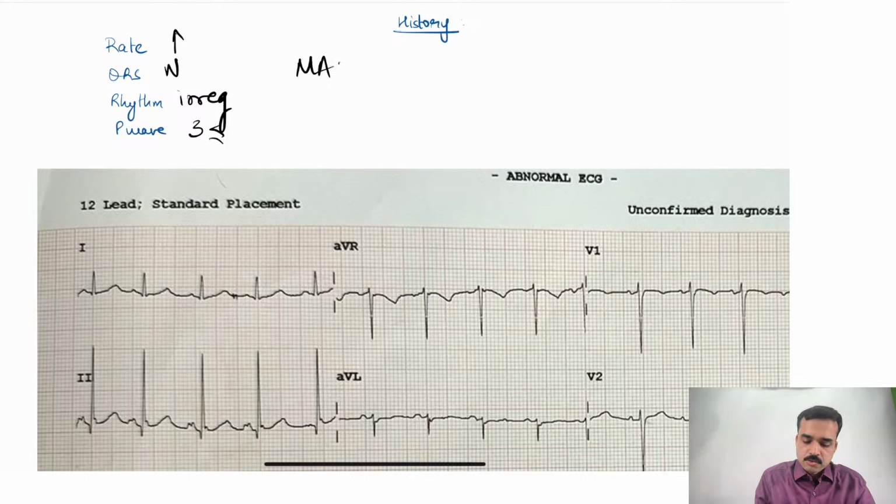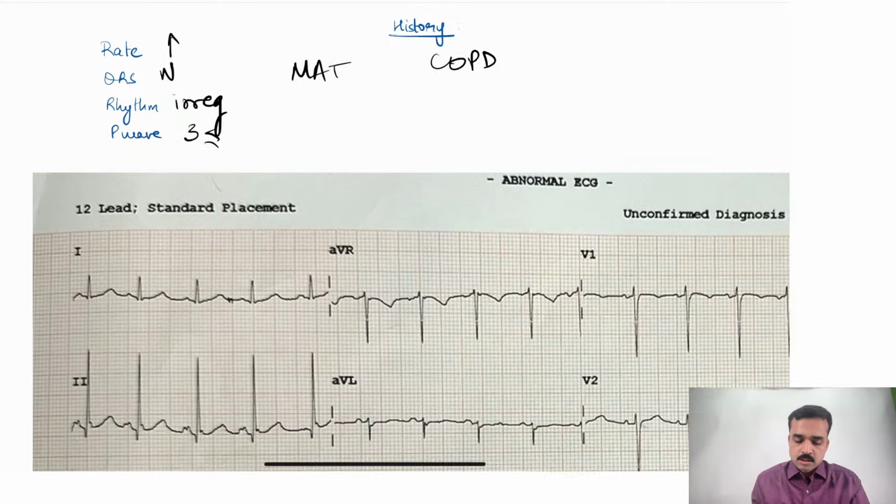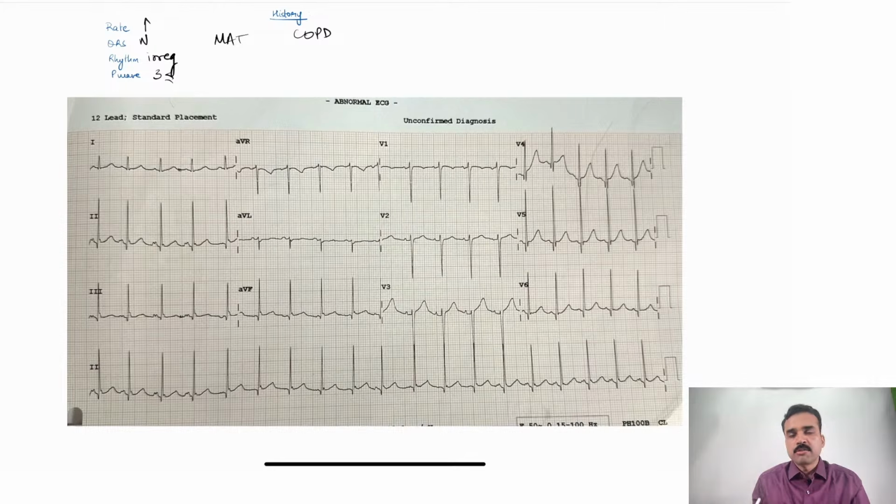In the history, they'll give you clues like COPD, the patient has COPD, and the patient may have taken the theophylline group of drugs, which are arrhythmogenic. Remember, multifocal atrial tachycardia very rarely presents with hemodynamic instability. You don't expect that a patient with MAT would have a very high rate. It's very unlikely for them to have a very high heart rate, and therefore hemodynamic instability is not very common. So the question of trying to give them a DC shock is out of the picture.